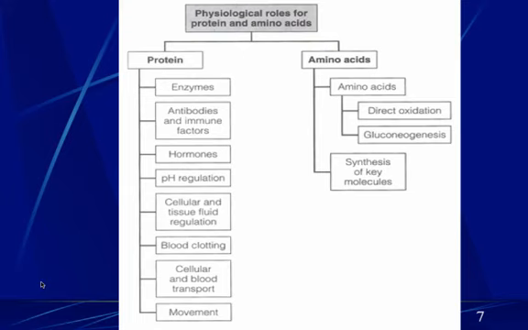Have you guys seen charts like this? Look at all the different things proteins do in the body. I'm not going to go through these. These are pretty self-explanatory. Something that we're going to talk about a little bit differently in here that you might not have in other classes is this: how we actually use amino acids for oxidation and gluconeogenesis, and then synthesizing other key molecules.